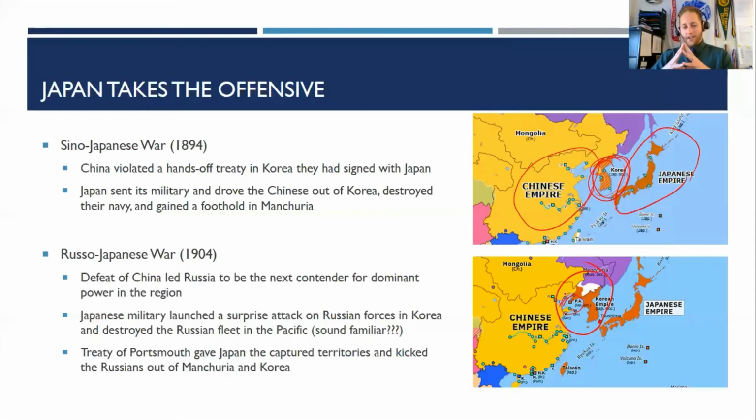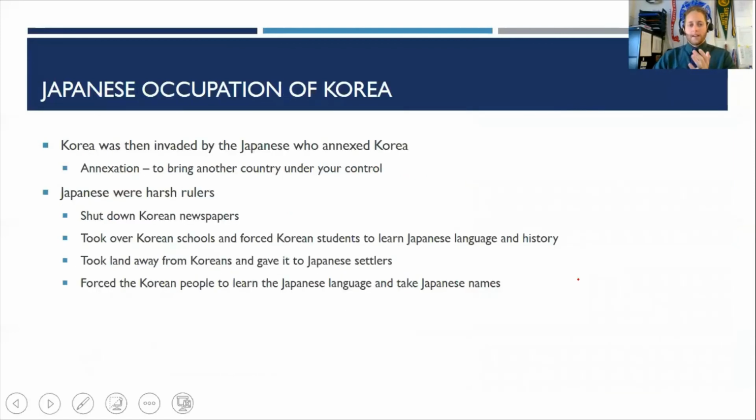The Russians are going to be defeated, and the Japanese are going to claim territory after territory, kicking the Russians out of Manchuria, which is the region north of Korea, therefore solidifying their control over East Asia and bringing them closer to more conflict with China. Korea was then invaded by the Japanese themselves, who annexed Korea officially, making it part of their colony, where before they just had a sphere of influence. Now Korea is officially part of the Japanese Empire.